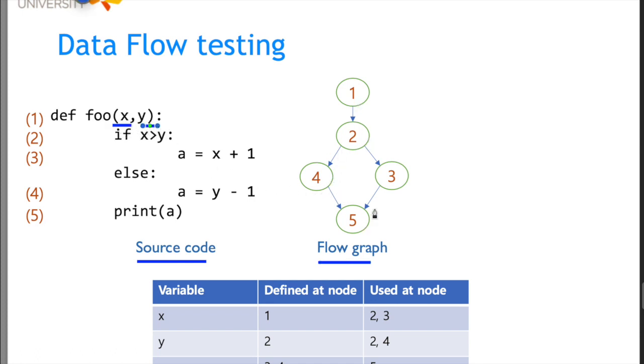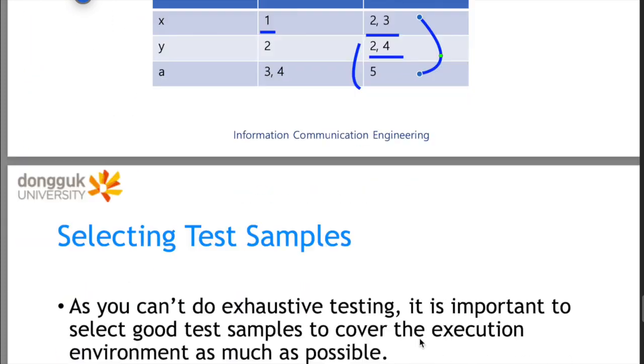And each node is defined in number 2, 3, 2, 4, okay? So maybe you can generate some expected value for each node, for the variable x and y, okay? So your test case should be made to check the variable x, y for each node, okay? So that is our data flow testing, okay?